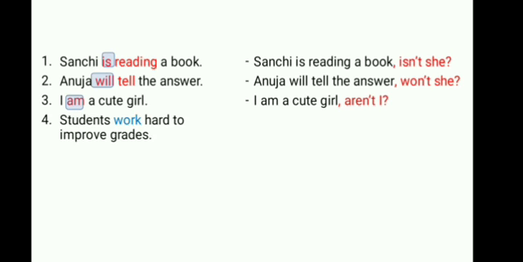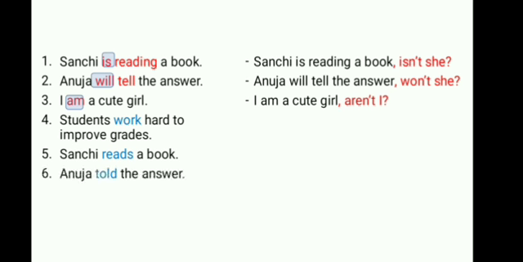Now this sentence, students work hard to improve grades. Oh, something is strange here. There's a main verb here, work, but I do not see any modal or auxiliary helping verb, right? Then Sachi reads a book. Again, there's a main verb, reads, but no modal or auxiliary. Anuja told the answer. Told is again a main verb without helping verbs. How am I going to form a question tag then?